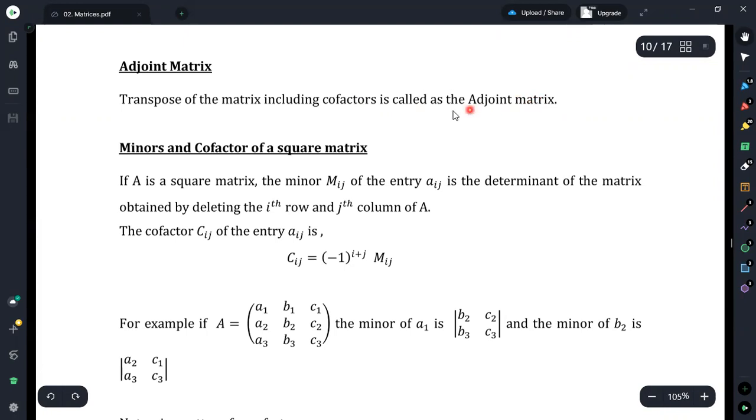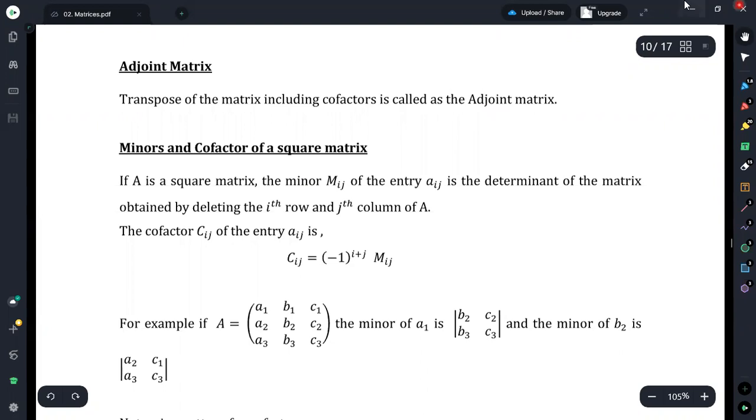Therefore, when we look at this adjoint matrix, first we need to identify how we obtain these cofactors. Once we have obtained the cofactors, we can simply obtain the adjoint matrix by taking the transpose of the matrix which includes the cofactors. Apart from this, first we will discuss the minors and cofactors of a square matrix. Prior to learning about the adjoint matrix, first I will discuss the cofactors.